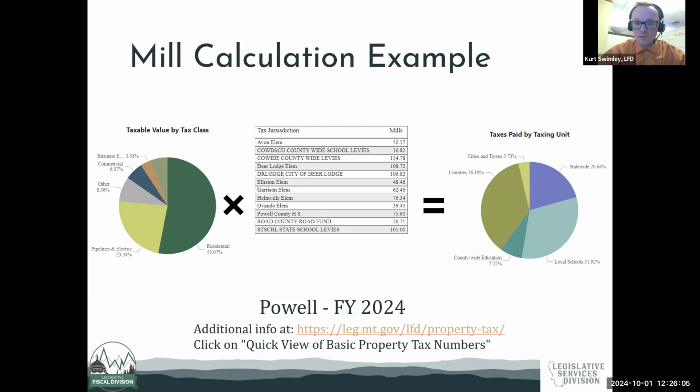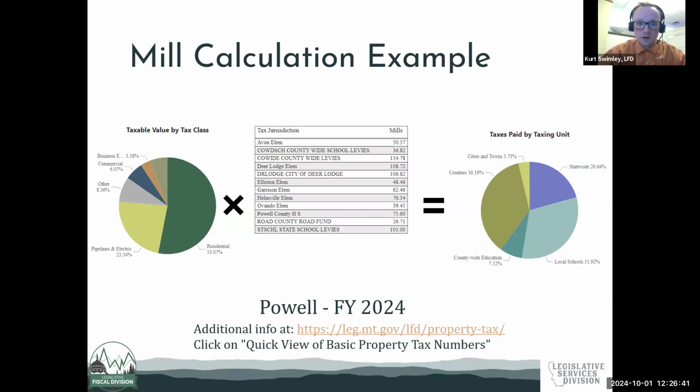Once you apply each of those mills for the correct jurisdiction and the correct area, as per Megan's formula, you end up with the amount of taxes paid by the taxing unit over on the right side. And you can see, all right, about 36% of all the tax collections went to the county, about 20% of all tax collections went to the state, and about 31.9% went to local schools, with cities and towns and countywide education also getting some proportions of those. A thing I'll note with this is it isn't perfectly accurate.